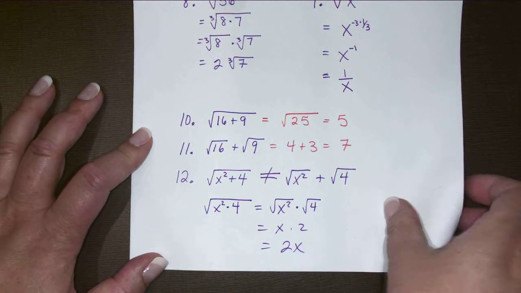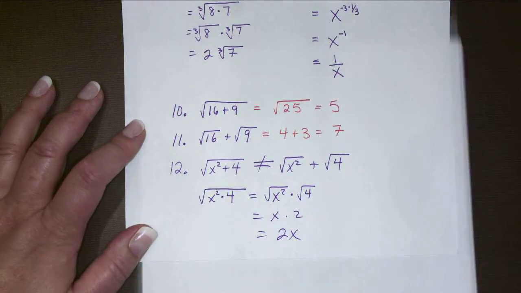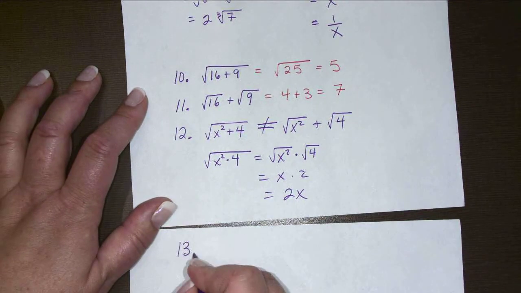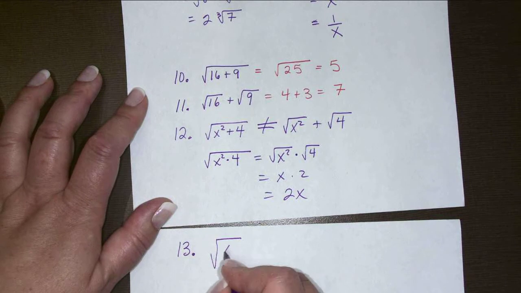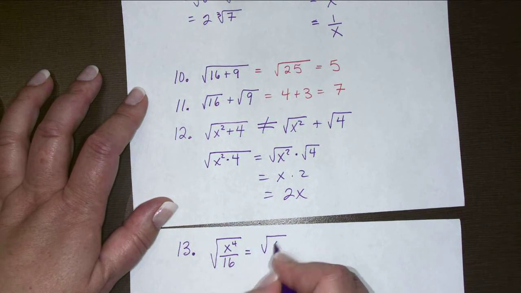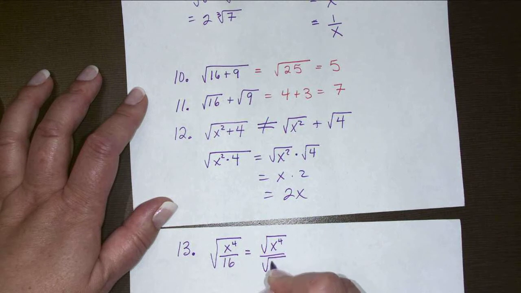Let me just write that on a new page. I'll just write an example so you can see. So, this is the square root of x to the 4 over the square root of 16.